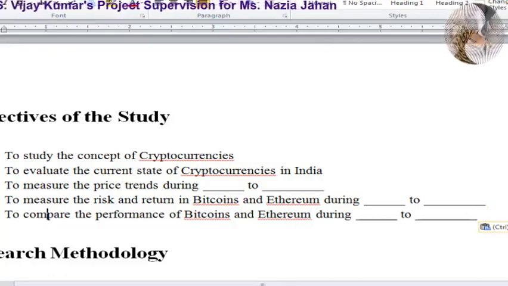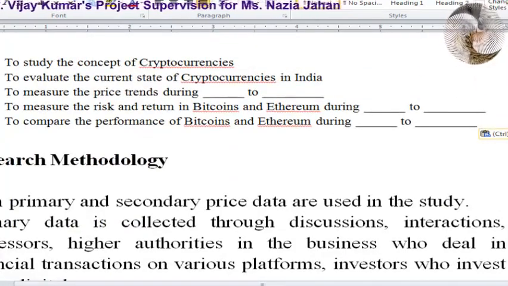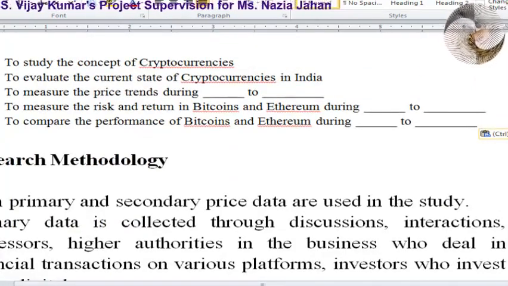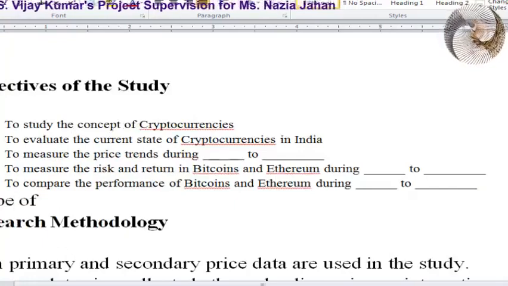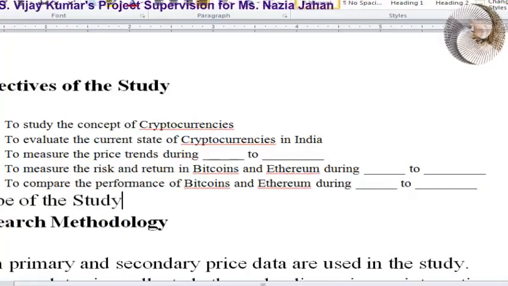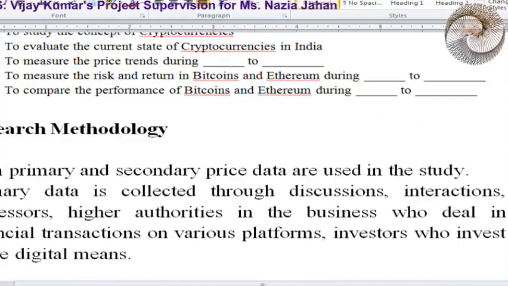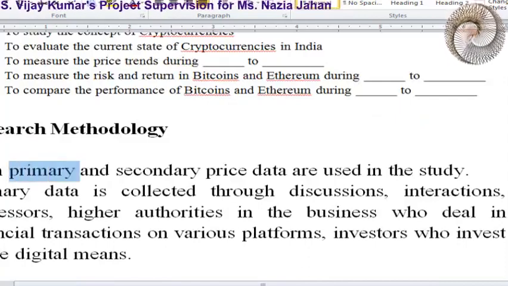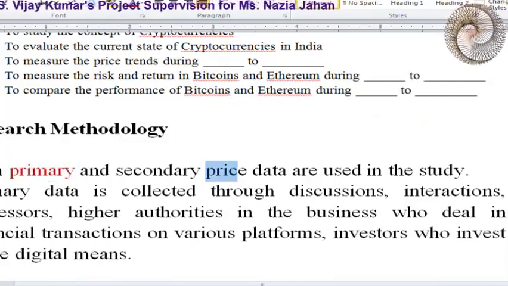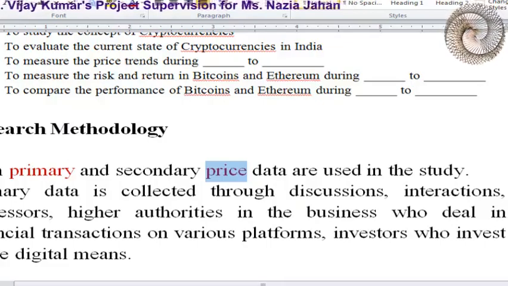Nice, good. Next, research methodology. Don't write research methodology here immediately. I think they have a scope, no? You have to write the scope of the study. Again, where is the scope? You have not written research, both primary and secondary data, price data. Primary price data will not be there. There is no primary price data. Only secondary data are used in the study.